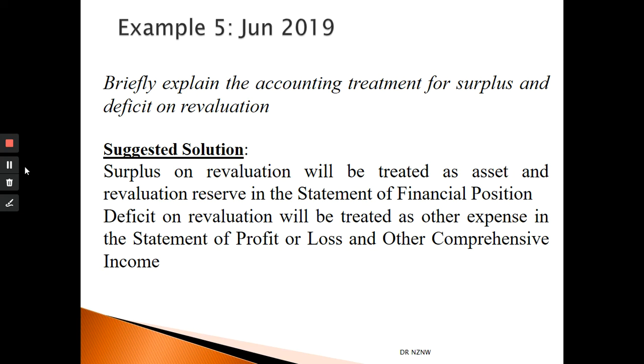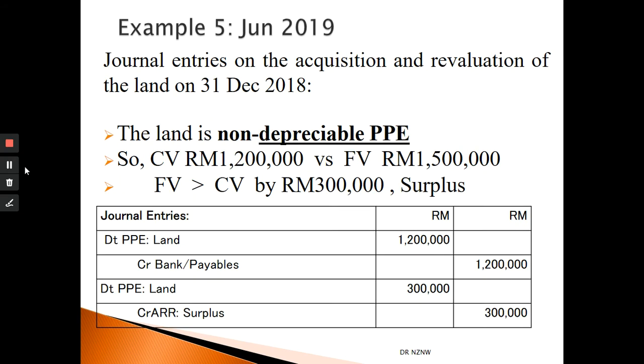First, a surplus on revaluation will be treated as a credit to revaluation reserve in the statement of financial position. It is treated as a credit because we debit our PPE, and when we credit our revaluation reserve, it will appear in your statement of changes in equity, and the sum of all the reserves will appear in your statement of financial position. Okay, on the other hand, a deficit on revaluation will be treated as other expenses in the statement of profit or loss and other comprehensive income. Okay, so that is the theory part of June 2019.